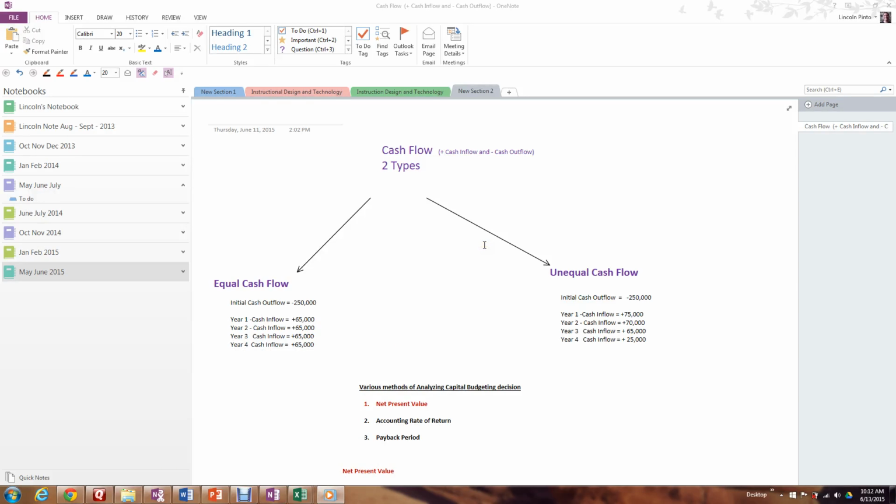Hello everyone. I just wanted to go over a little bit on cash flows with everyone. I had some questions, and so I want to kind of clear things up a little bit here. So I have a visual for you guys to see.